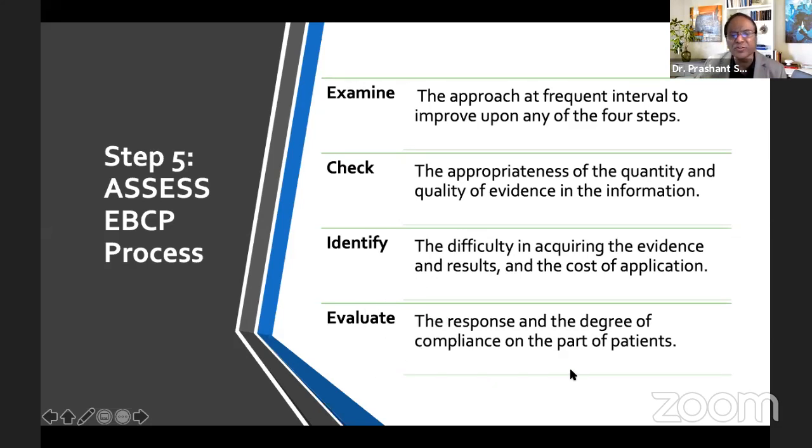And the last step is to evaluate the response and the degree of compliance on the part of the patient. Because at the end of the day, even if you suggest that treatment to your patient, you need to find out how compliant that patient will be to this treatment. Okay, so it's a shared decision. You have to talk to your patient and find out what they are expecting from this treatment.